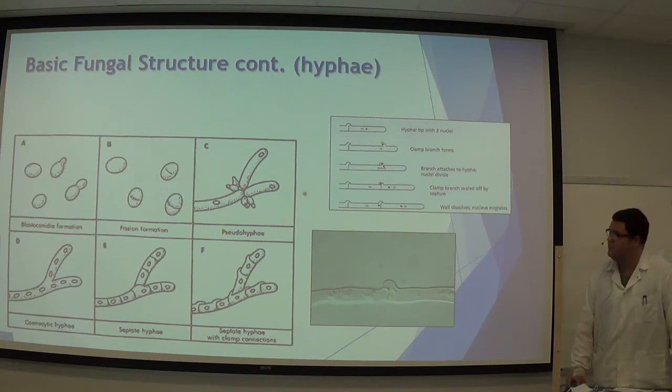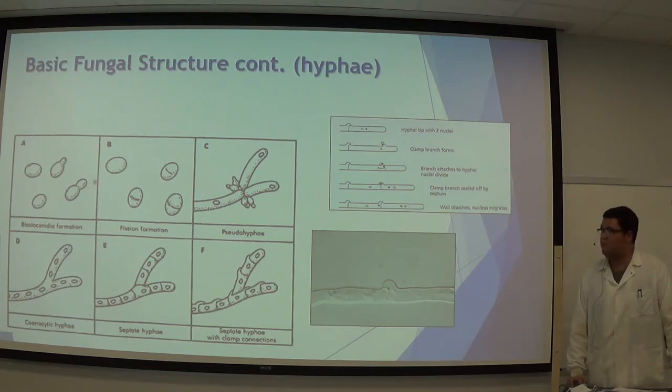Some fungi don't even produce hyphae. Like yeast, for example, they just start to bud off, similar to how bacteria grow. They just bud off and create a new one. Some have hyphal-like structures, but they're not considered to be true hyphae. That's why they're called pseudohyphae.